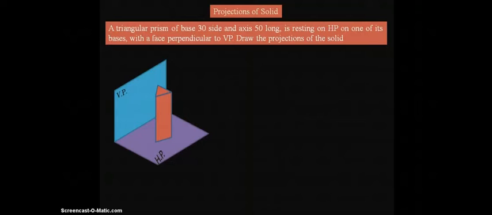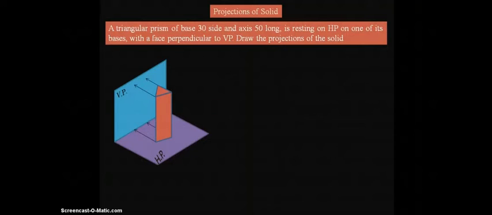So this is the triangular prism having a side 30 mm, which is resting on the horizontal plane like this, and one of its faces is perpendicular to the vertical plane. So this face I have selected. If you take any face, the orientation will be like this only. So this face is perpendicular to the vertical plane. In this condition we have to draw the front view and the top view.